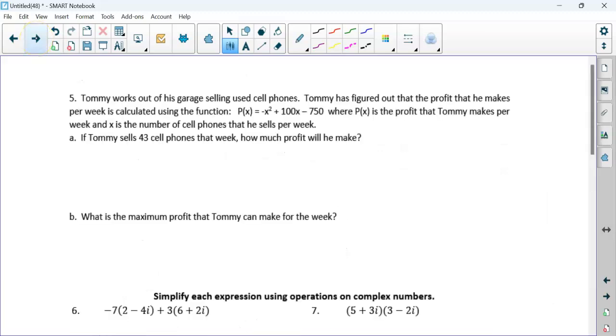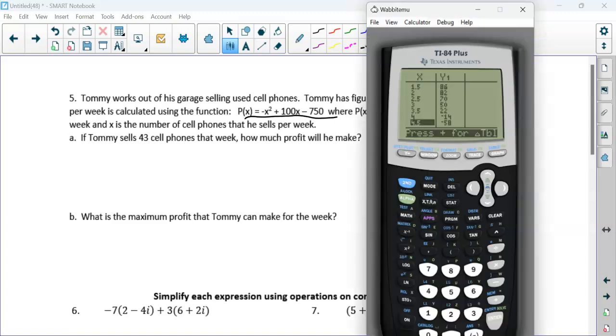Right, Tommy works out of his garage selling phones, used phones. Here is the equation. He sells 43 phones. How much will he make? Well, we just need our calculator for that. So we go in here, hit y equals, clear it out, negative x squared plus 100x. Go slow, make sure you get everything, minus 750.